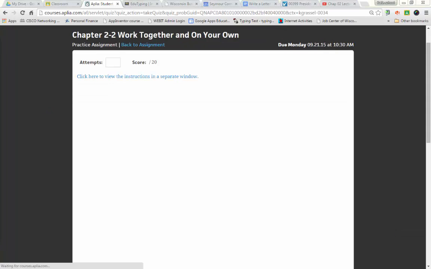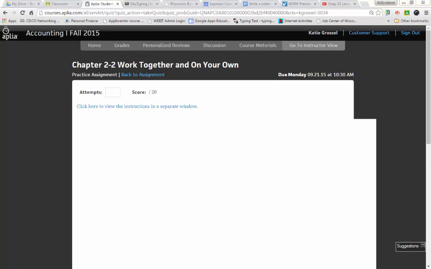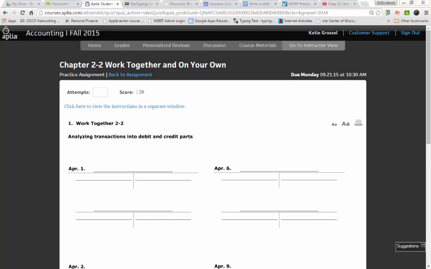The first transaction does read, while mine is opening: receive cash from an owner as an investment, $5,000. So I just kind of walk through some of these examples here. So when we take a look at the account, we really can't fill anything in until we know for sure which one is being debited and which one is being credited.